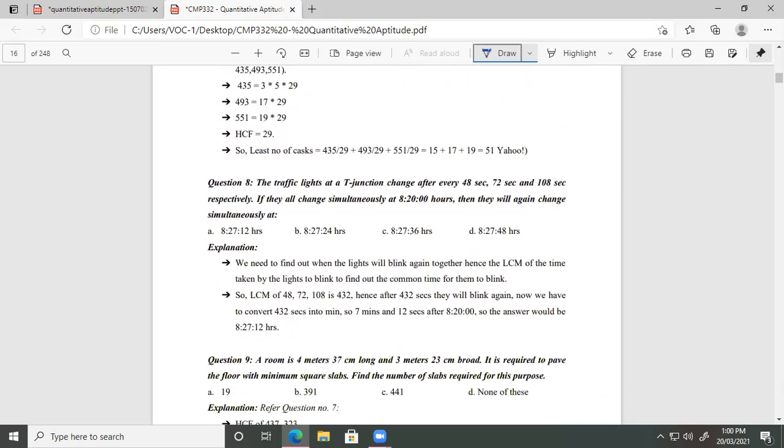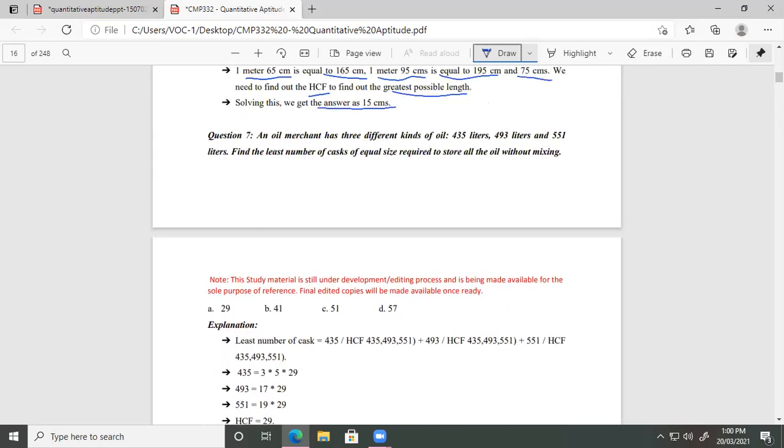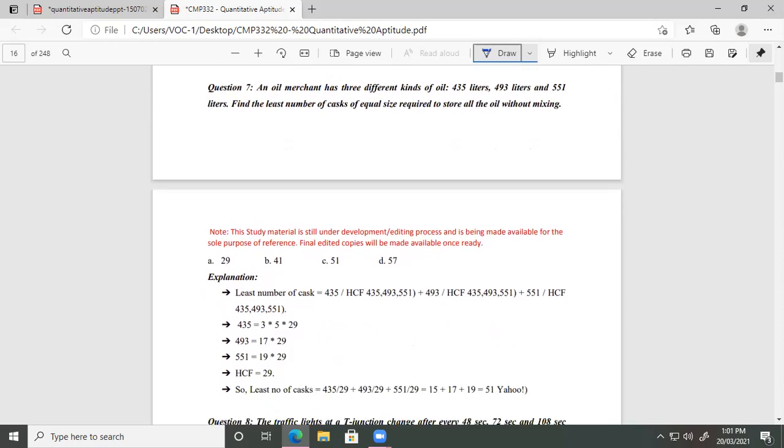So you have to solve this question. An oil merchant has 3 different kinds of oil: 435 liters, 495 liters, 551 liters. Find the least number of casks of equal size required to store all the oil without mixing. So options are 29, 41, 51, and 57. You have to find the HCF of 435, 495, and 551.